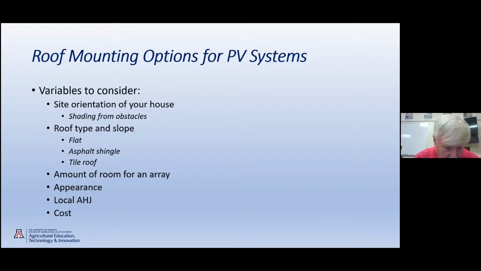How does it appear? And then one thing to consider is the local AHJ, or authority having jurisdiction. So you may be living in a neighborhood or an association where they may regulate how much solar you have on your house and how it actually appears from the front. They may not say you can put up a tilt-up roof system. You may have to be flat on the roof. So those are things to consider. And then the bottom line is always going to be cost. How much can you afford to put up?